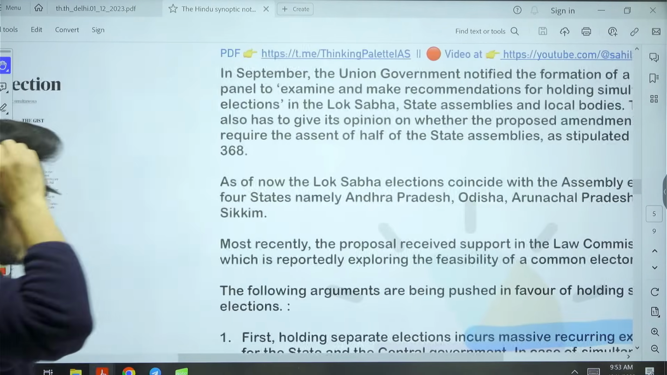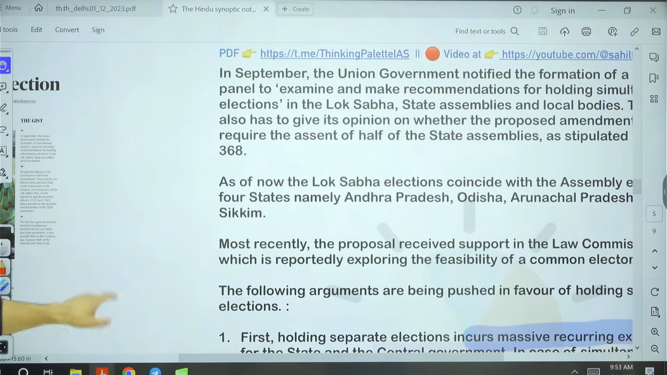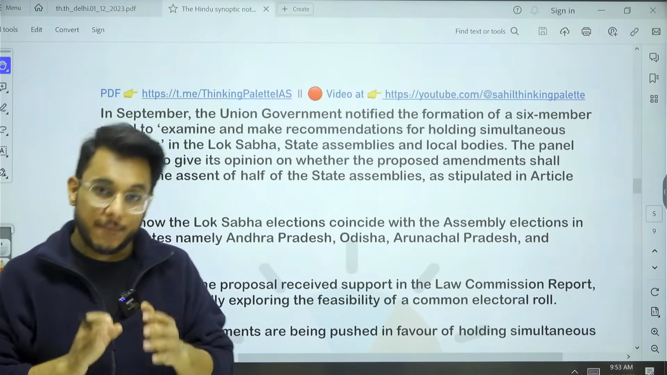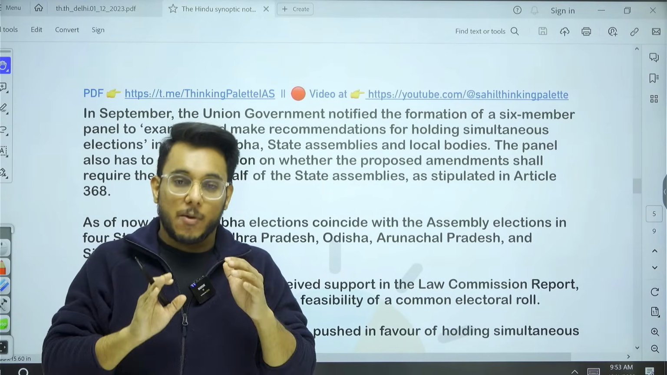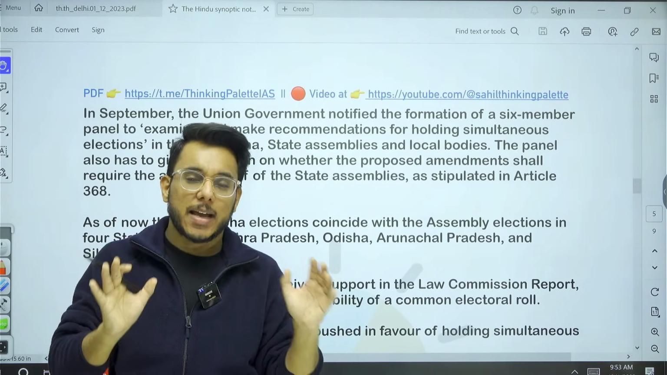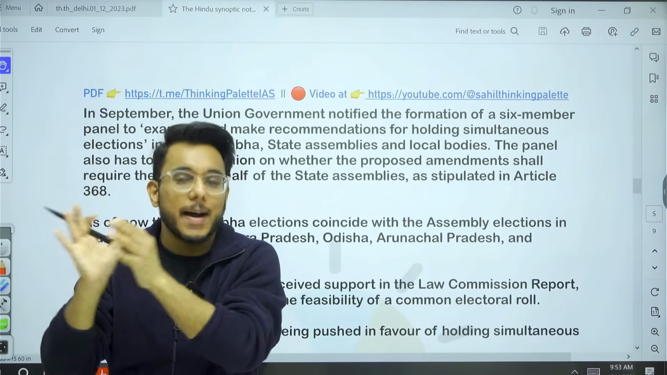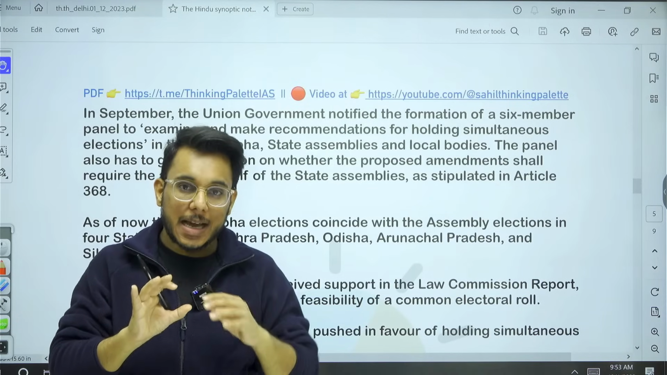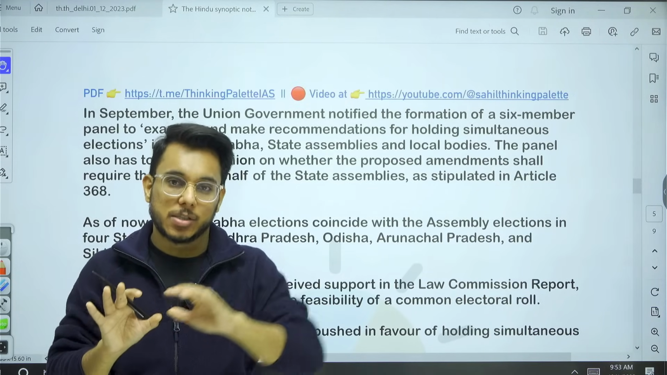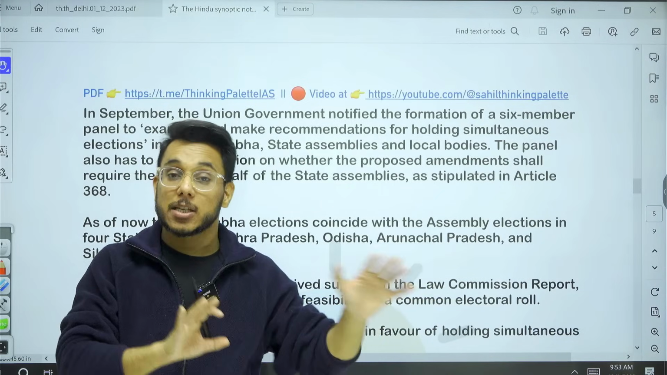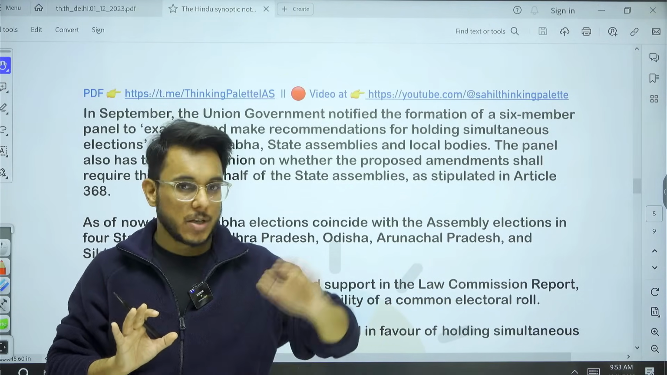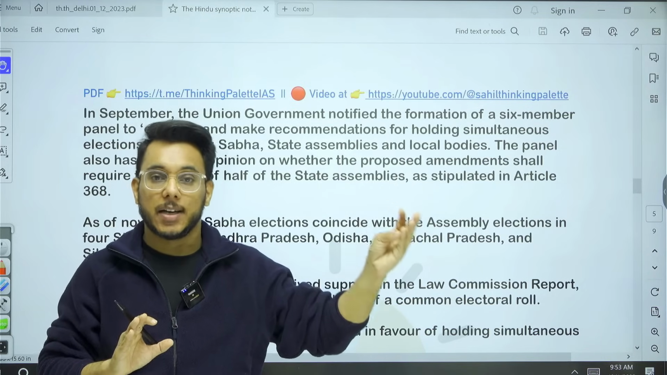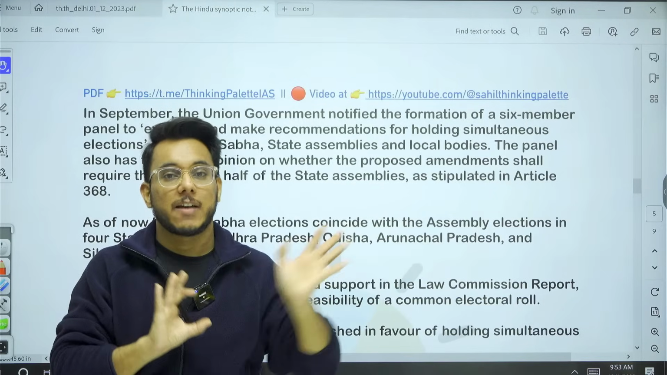First of all, guys, what do we mean by the idea of simultaneous elections? Simultaneous elections simply means a phenomenon under which we will have, at the same time, elections for Parliament, Lok Sabha, as well as for state legislative assemblies. Now, if you know, guys, India every year is hosting elections. Either there will be Lok Sabha elections or there will be state legislative assembly elections. Recently, we have seen elections were conducted in Rajasthan, Chhattisgarh, and Madhya Pradesh.